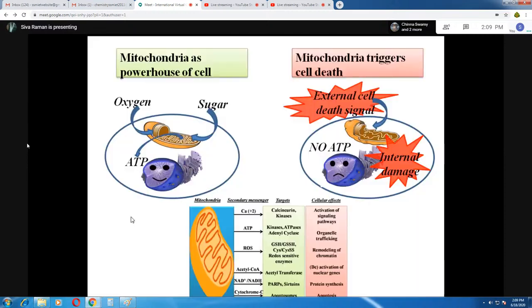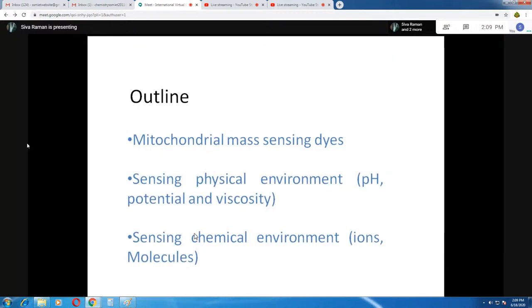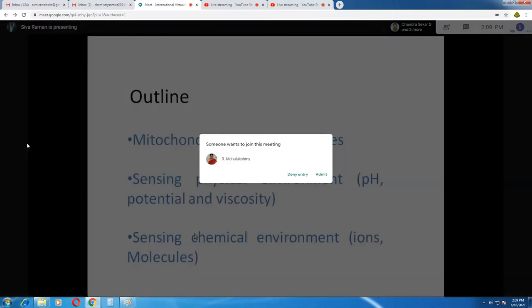It is the deactivation of nuclear genes. Then finally, there is apoptosis. Apoptosis is controlled cell death. The mitochondria also play a main role in apoptosis. That's the outline of the small presentation which I am going to deliver here.